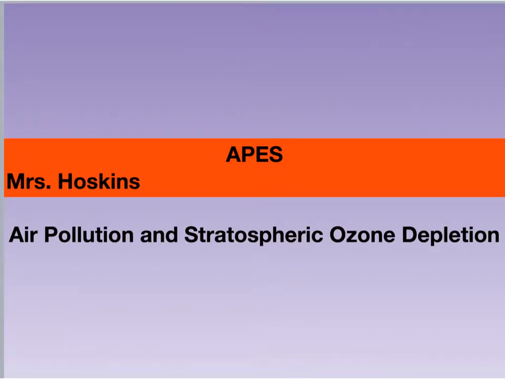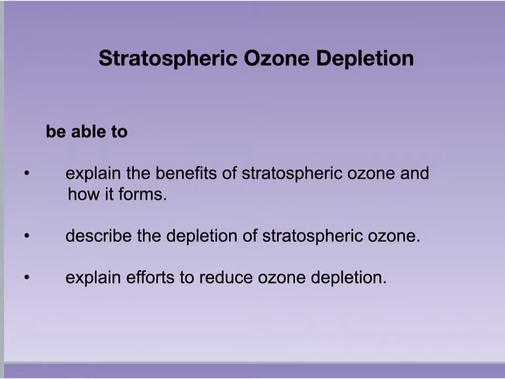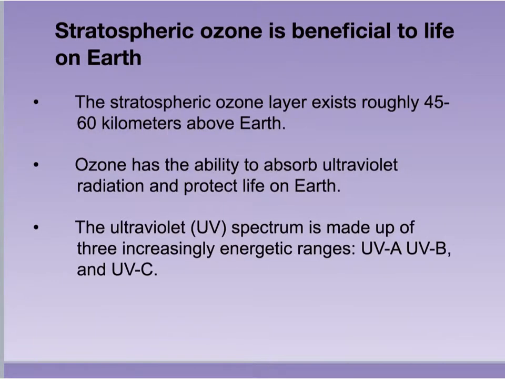Welcome to our new unit on atmospheric pollution. Now on to the science of stratospheric ozone depletion. By the end of this, please be able to explain the benefits of stratospheric ozone and how it forms, and then describe the depletion of it, and explain efforts to reduce its depletion. This section is going to have a lot of chemistry, so follow along carefully.